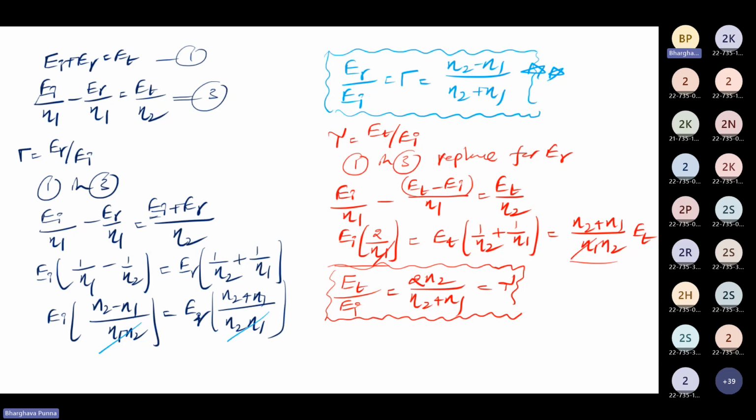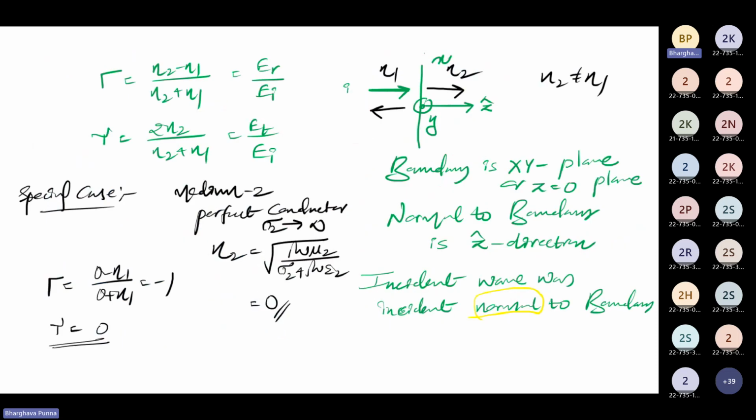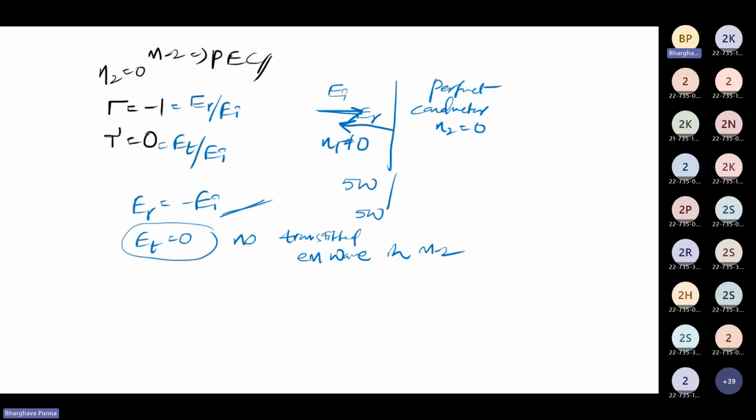And I asked one question regarding that one. Then by taking medium 2 as a perfect conductor, we got gamma is equal to -1 and tau is equal to 0. That means completely reflected. Okay, total reflection has been done here. No transmission into medium 2. That is what we have observed. Okay, any doubt?